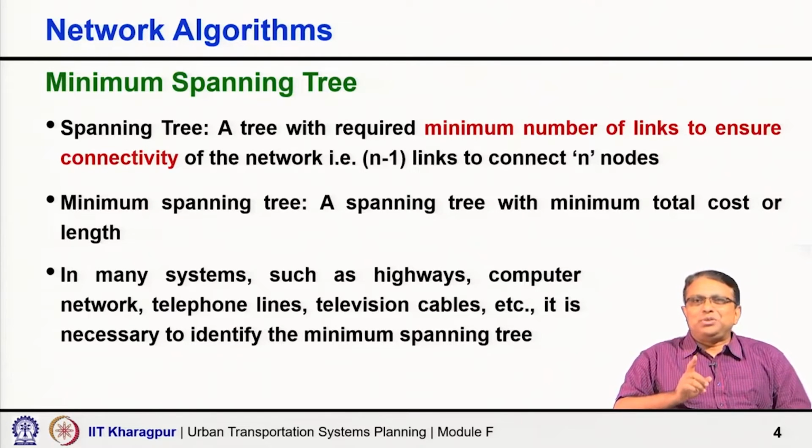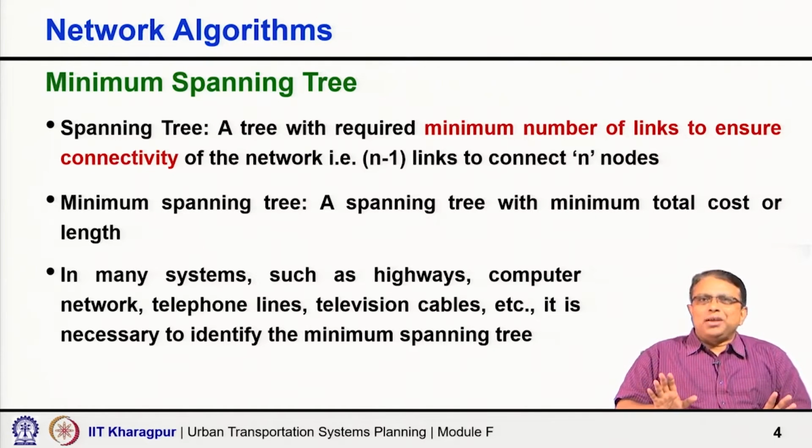Alternatives are not available. You want to travel from one point to another, all point to all point you can travel, but no alternative. So, exactly then I will require a minimum of n minus 1 links to ensure connectivity, and exactly n minus 1 links only, because I do not want the loop to happen. Right. Now, in a network there are so many ways you can select n minus 1 links to ensure connectivity of n nodes.